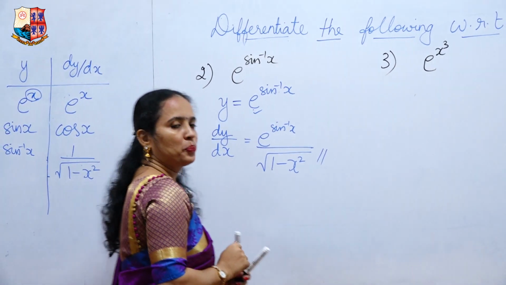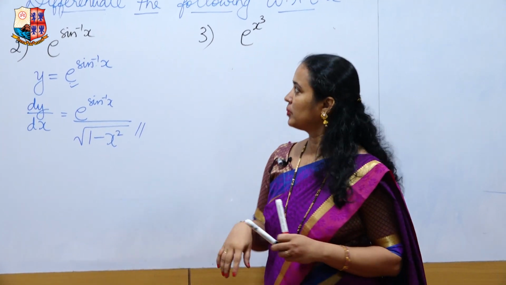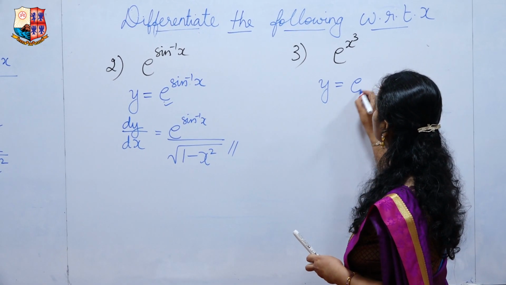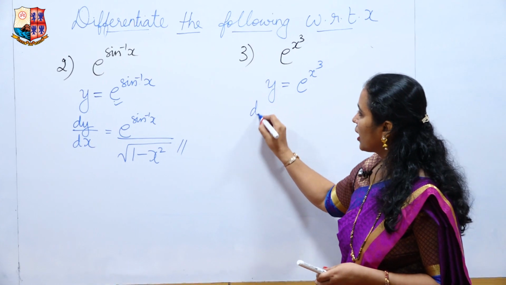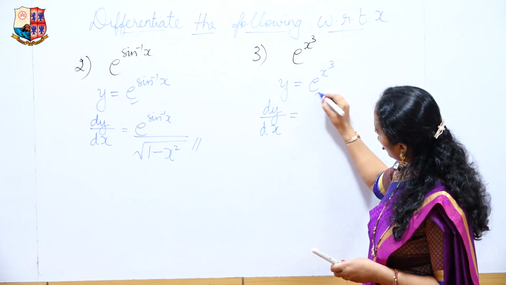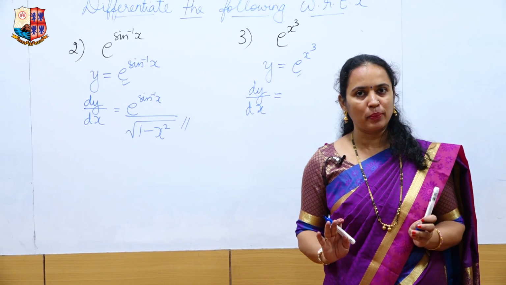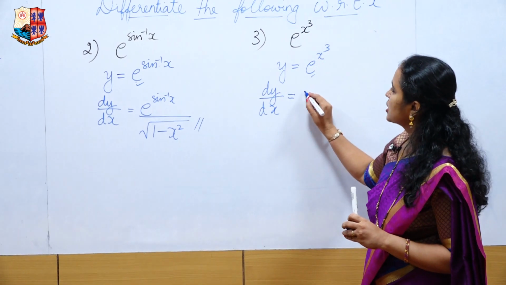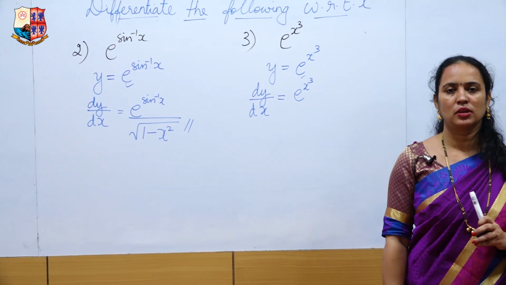We will go for the third problem. Again, chain rule in e to the power x type. So take the given function as y. Differentiate y with respect to x. dy by dx is equal to outermost e. So e to the power x will remain as e to the power x on differentiation. So e to the power x cube will remain as it is, as e to the power x cube.